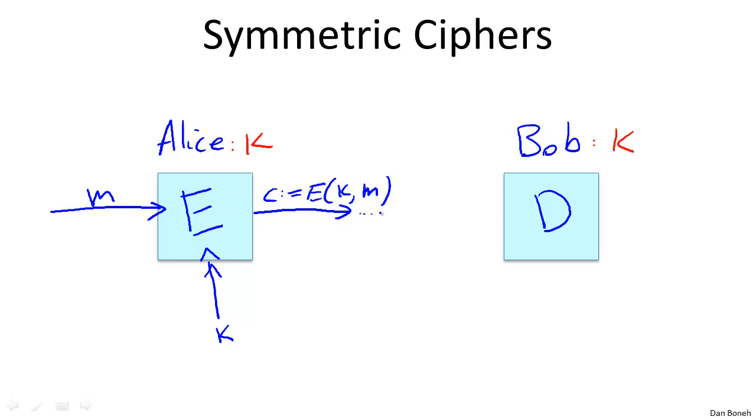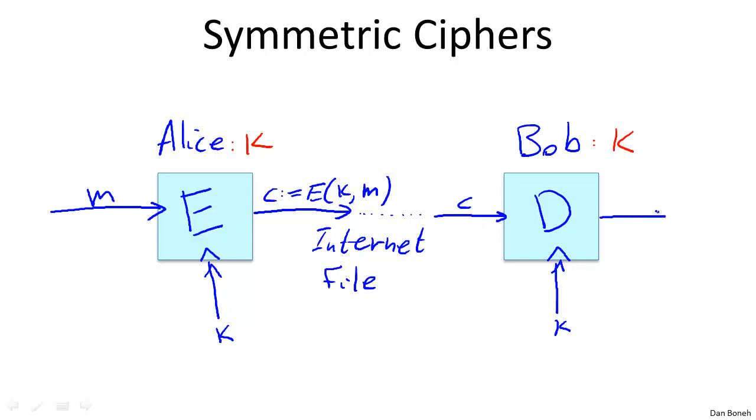Now the ciphertext is transmitted over the internet to Bob somehow. Actually, it could be transmitted over the internet, or it could be transmitted using an encrypted file system. It doesn't really matter. But when the ciphertext reaches Bob, he can plug it into the decryption algorithm and give the decryption algorithm the same key K. Again, I'm going to put a wedge here as well to denote the key input. And the decryption algorithm outputs the original plaintext message.